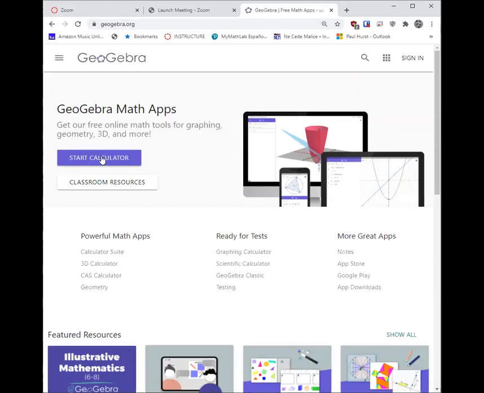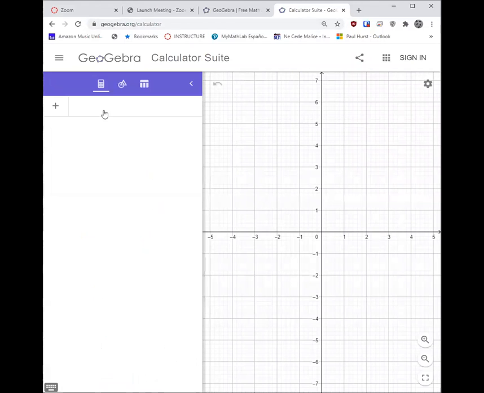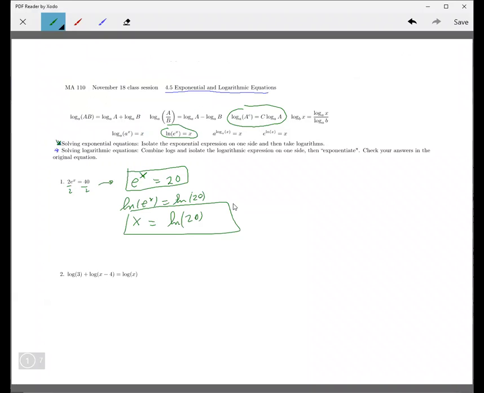We'll use the calculator at geogebra.org. You can also use a handheld calculator. Log of 20, make sure you put that in parentheses, and there it is, 2.9957. To two decimal places, 2.996 would be the answer. This is from GeoGebra.